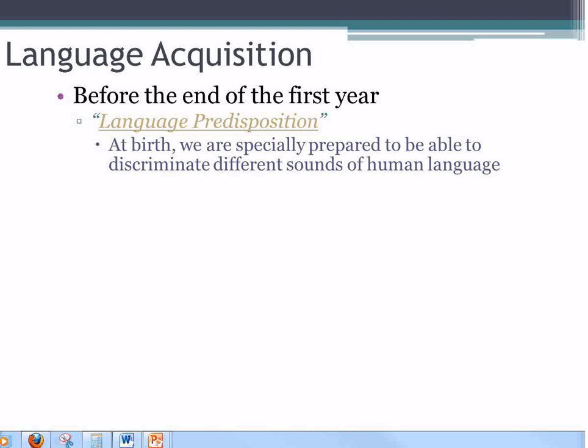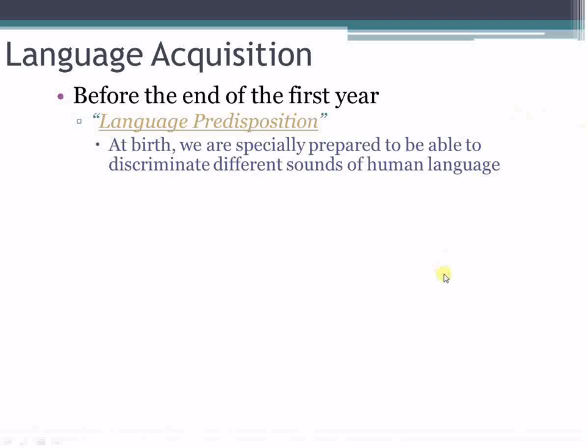If you watched that video, what you saw was that the baby was able to use that information about the different sounds to predict when that flashing toy was going to light up, essentially providing evidence that the babies are able to discriminate between these different sounds of human language at a very young age.